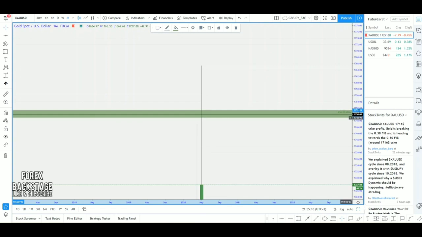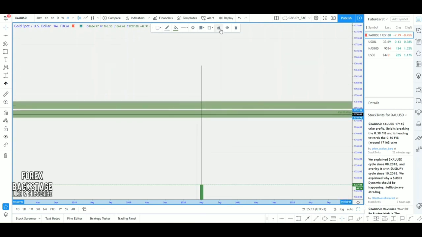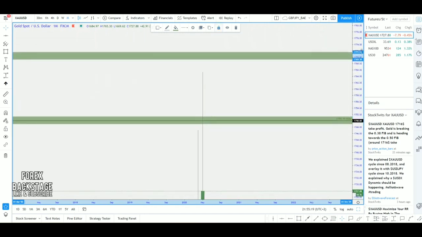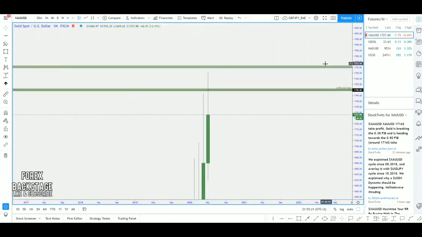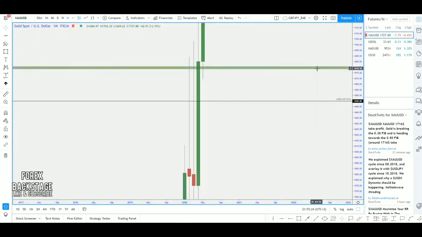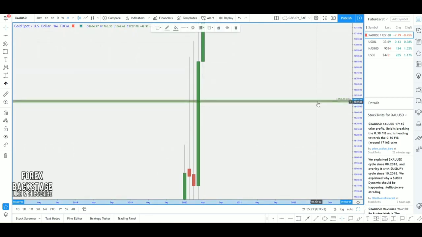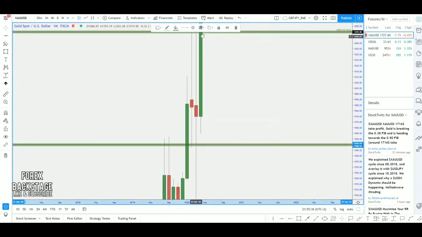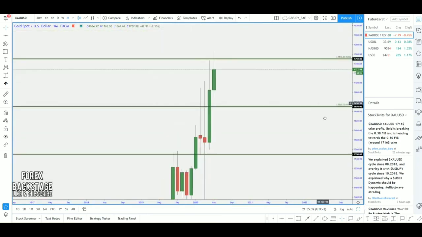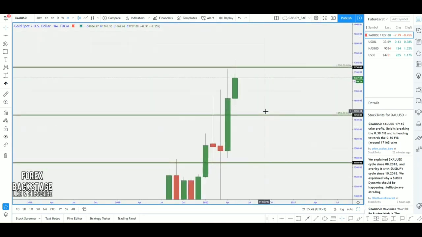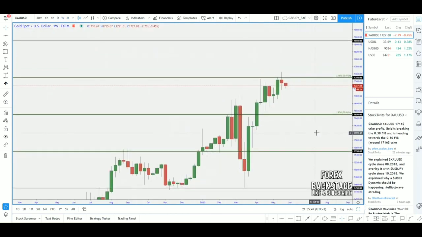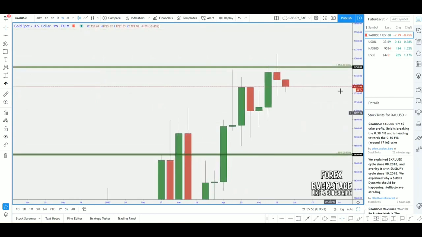After doing that, Control C, Control V, and click the lock button. That automatically locks the one that you drew, and you can just drag this across the other levels. After doing that, you can Control C, Control V, lock, and then drag this to the next level and continue doing the same thing over and over again until all your monthly levels are marked out nicely. From there on, you go to the weekly time frame. If you go to the weekly time frame, you will notice how these monthly levels are sitting nicely.